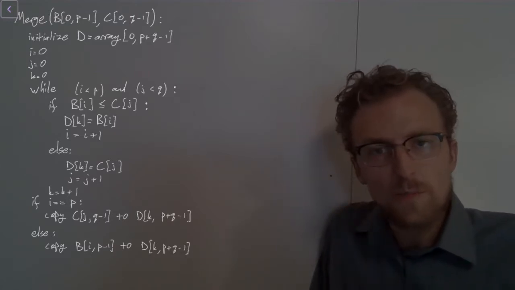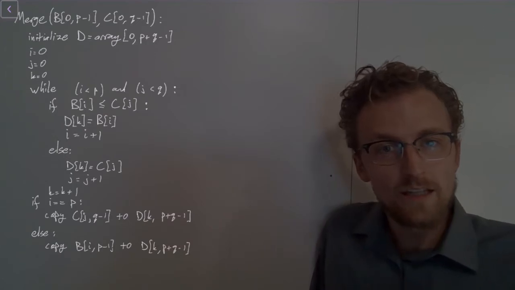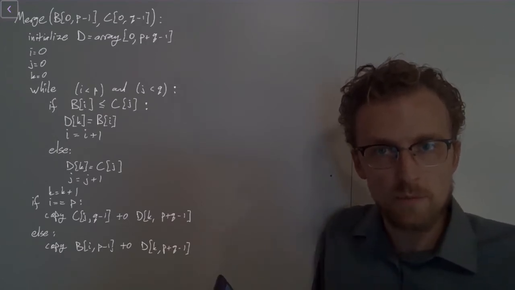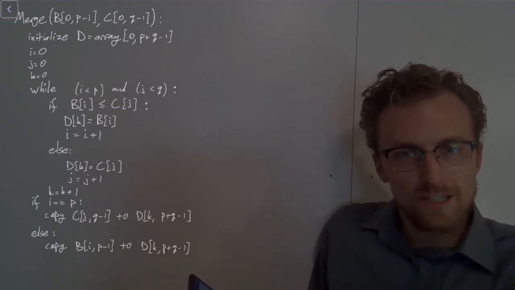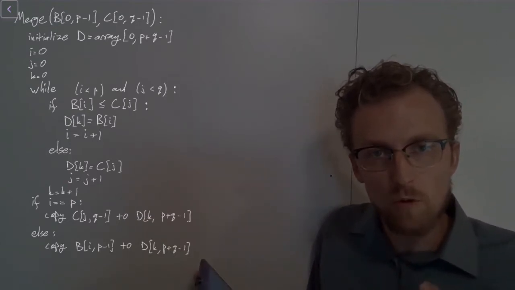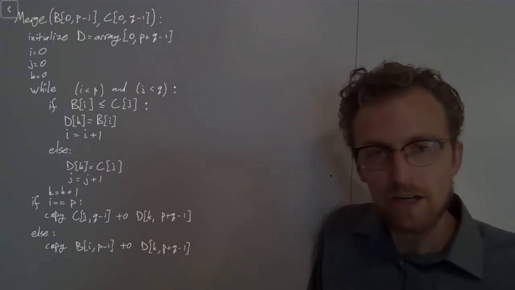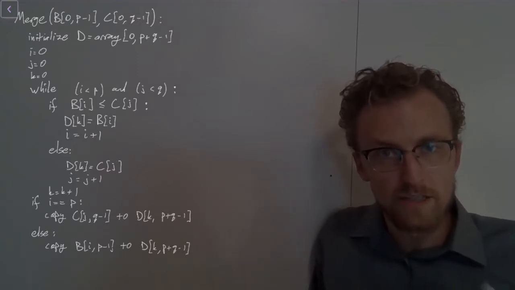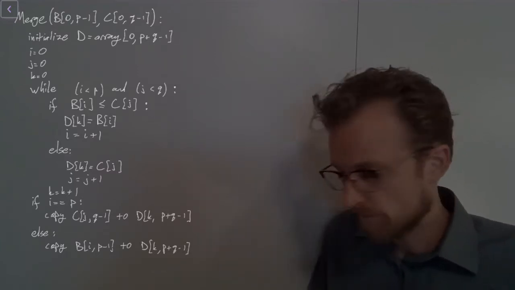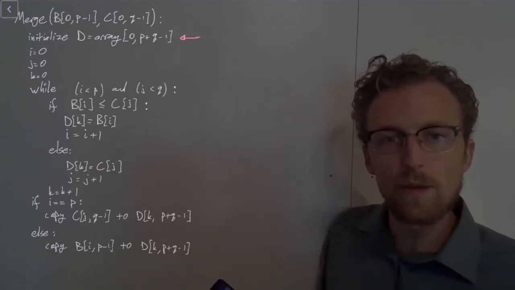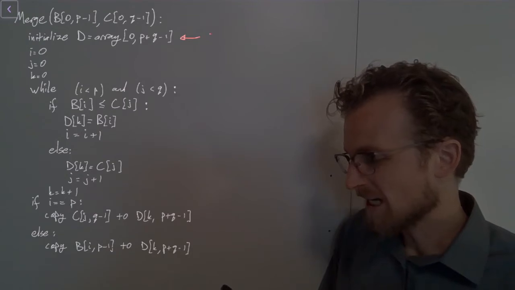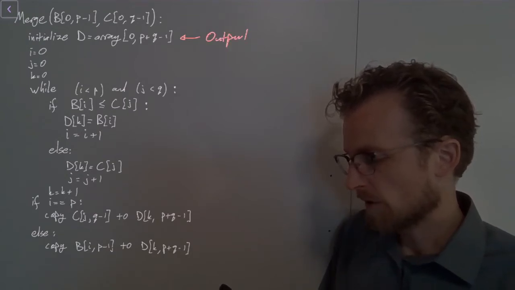And the way merge is supposed to work is it's supposed to take in two sorted arrays as inputs and return those two sorted arrays merged together into a single sorted array. Okay, so input is sorted arrays, output is sorted array with all the same values. Okay, so first what we do is we initialize an output array. So I'll do all my comments in red here. So D is our output array.